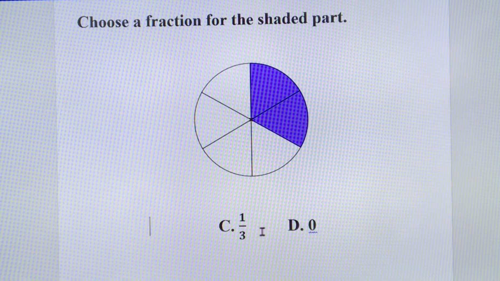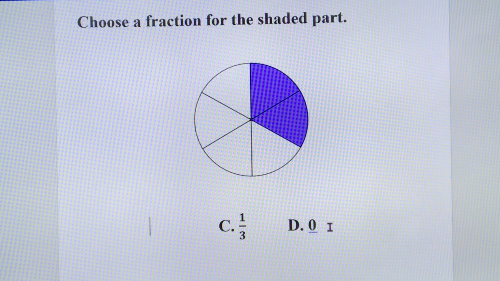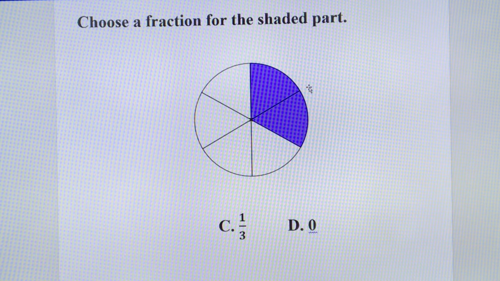I'm going to hop over to choice D, and choice D is 0. And I know that that's wrong because we're choosing a fraction for the shaded part, and I can see that 2 pieces are shaded, so it makes no sense to say that 0 of the pieces are shaded. I also know that if you have a numerator of 0 over any denominator, the whole fraction will be equal to 0. But again, since 2 pieces have been shaded in, it can't be 0. So I am going to go ahead and eliminate choice D.